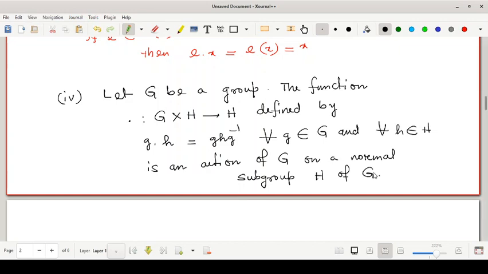Okay. See, g h g inverse is always there in H if you choose g from capital G and h from capital H, because H is a normal subgroup. So initially, if you do not assume H to be a normal subgroup of G, then this function will not be well defined. So there is no question of action. So this action is within the group. That means you have the group, you choose a normal subgroup, and then define the action of the group on its normal subgroup by the definition of normal subgroup. Let us verify.